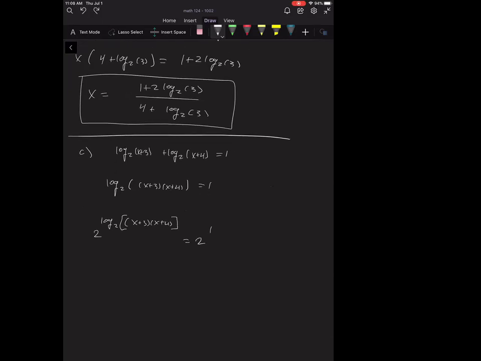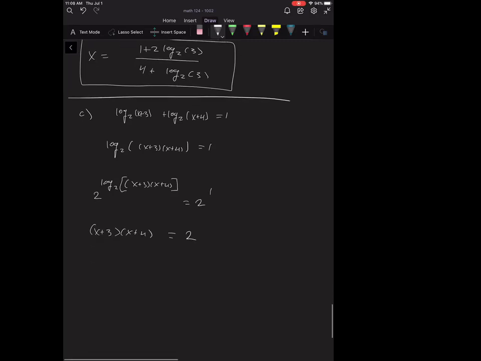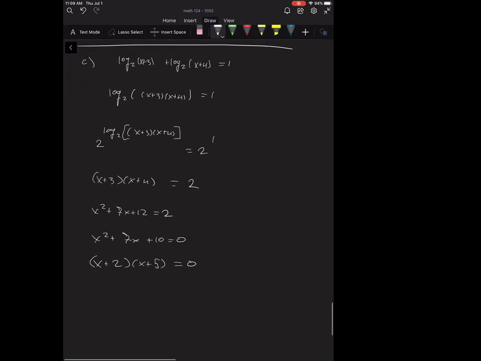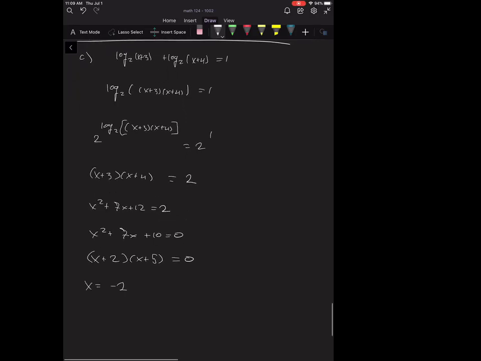Now on the left-hand side, that 2 to the log base 2 is going to cancel. So we're just left with x plus 3 times x plus 4. On the right-hand side, 2 to the 1 is just 2. Simplifying this, so foiling out the left side, we're going to get x squared plus 7x plus 12 is equal to 2. Then we subtract the 2 over, we get x squared plus 7x plus 10 is equal to 0. Then we factor. This factors into x plus 2 times x plus 5. So that's equal to 0. And this tells us x is equal to minus 2 and x is equal to minus 5. But we have to check both of these answers.